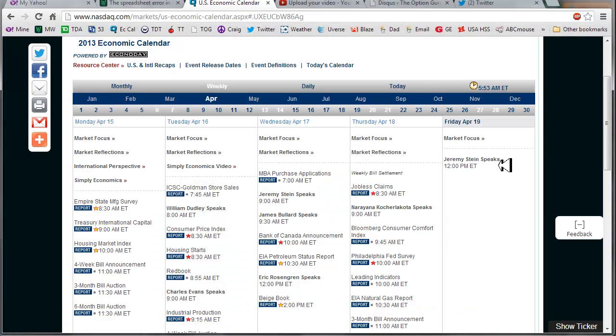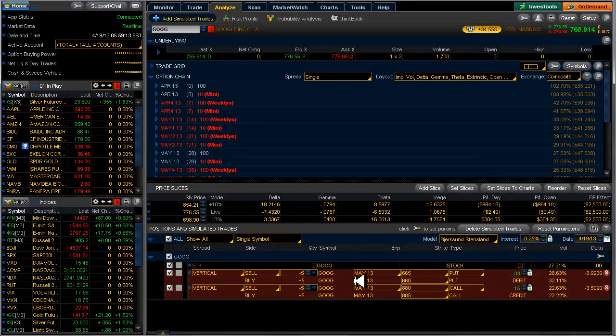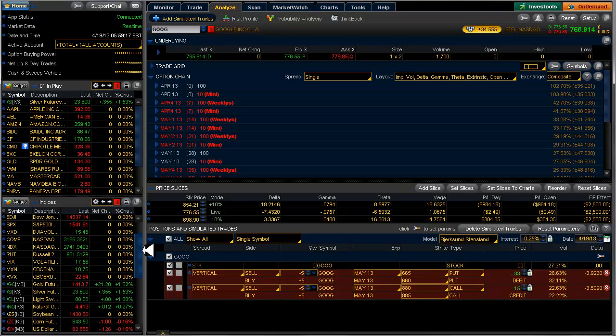Jeremy Stein is going to speak today, but apparently they don't put much credit to what he's going to be saying, at least from a market moving perspective. I don't know who he is. Quite possibly he's one of the Fed presidents. I don't have all their names memorized. I'm not going to bother looking. We have not a lot to do today, but I just want to keep it short.